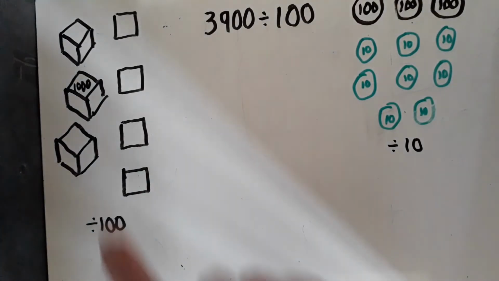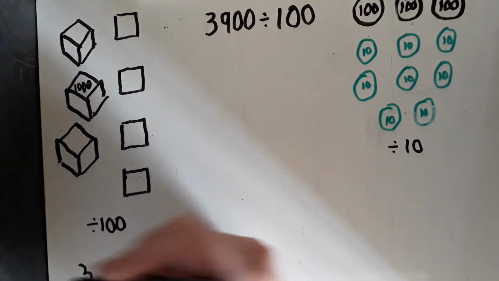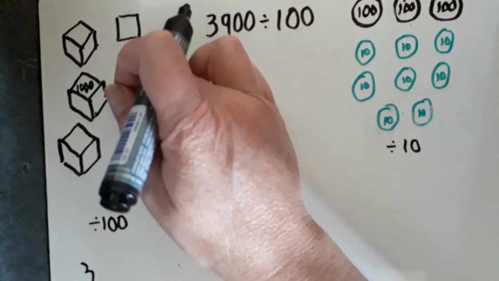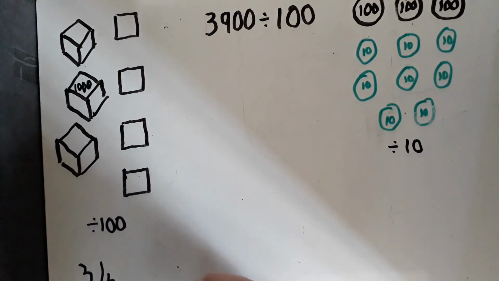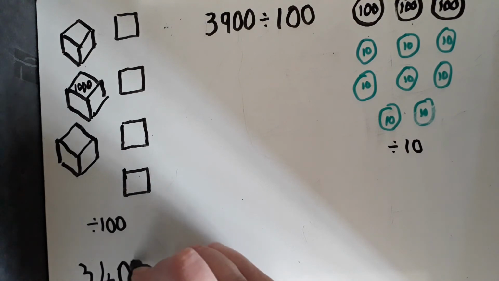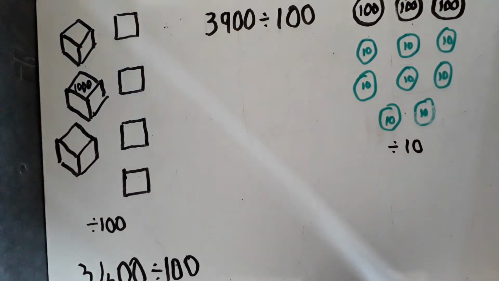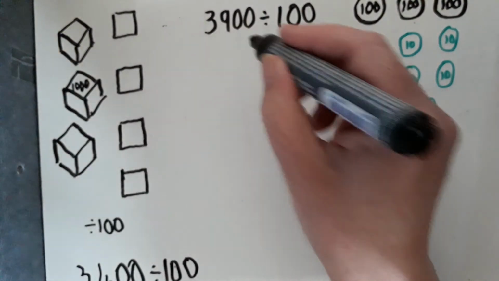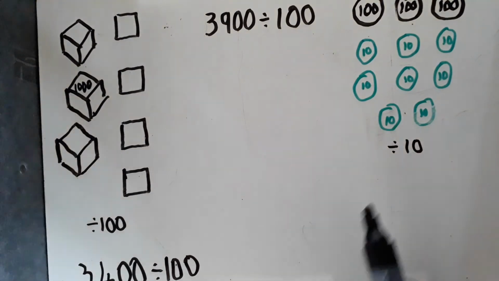so here we've got 1, 2, 3 thousands. So we know 3 in our thousands. 1, 2, 3, 4 hundreds. So 4. There are no tens or ones. And so we need to think that we've got to divide that by 100. Here it just is the number sentence, 3,900 divided by 100.